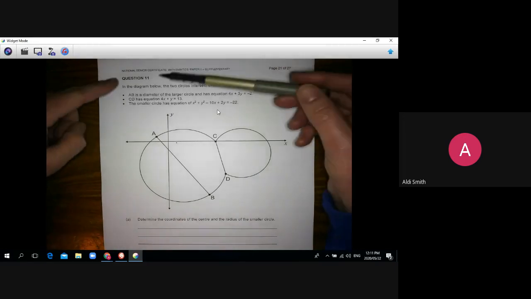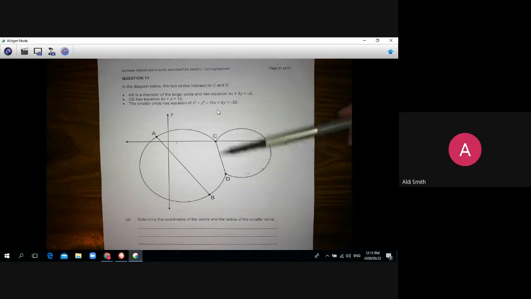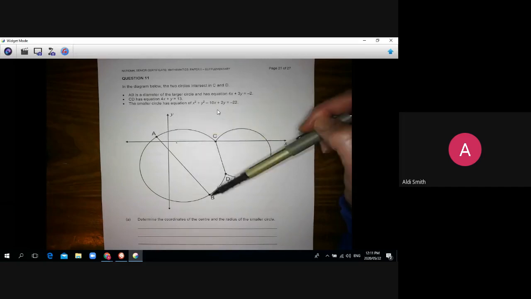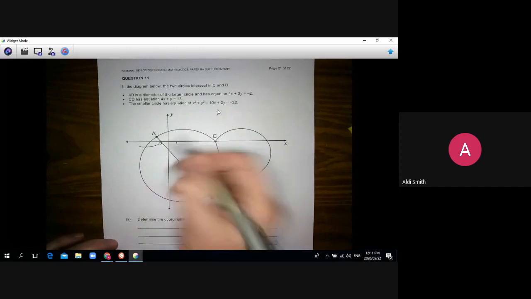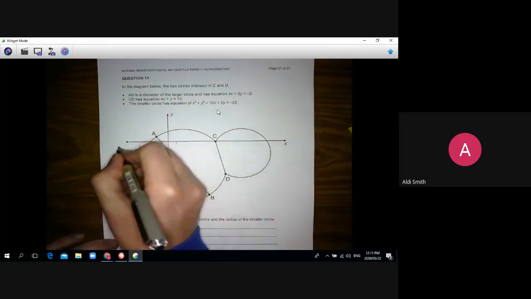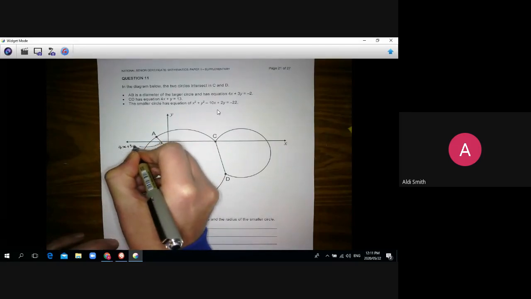Now it says, question 11, in the diagram below, two circles intersect at C and D. So those are the points of intersection of the two circles. AB is the diameter, so we know that AB is the diameter of the larger circle, and they give you the equation of that line. So this is not the equation of the circle, that's the equation of the diameter. And they say it's 4x plus 3y is equal to -2.